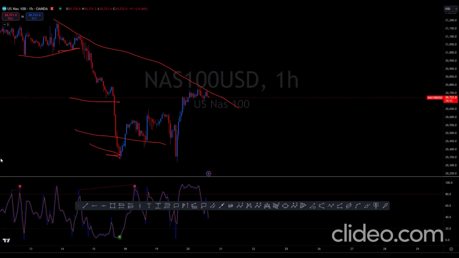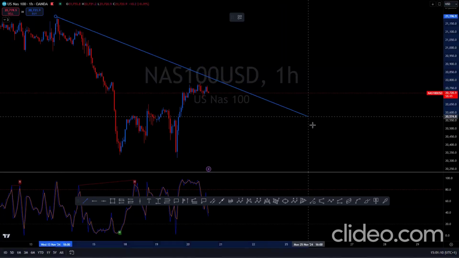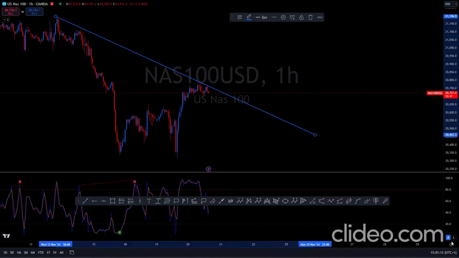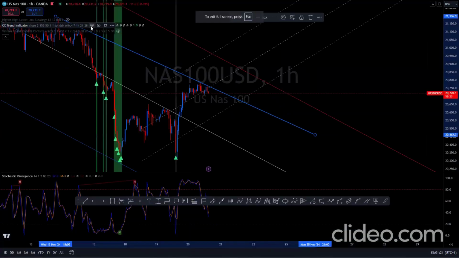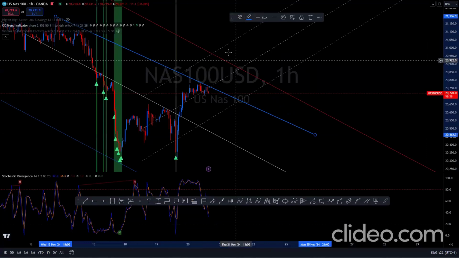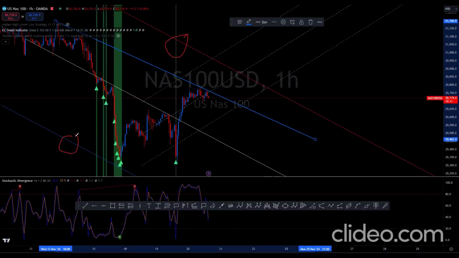So let me go ahead and take a trend line and draw a trend line here. But now, when we put on the CC trend indicator, both of our indicators are pointing down on the CC trend. So that lets us know that we are in compliance with the overall market.